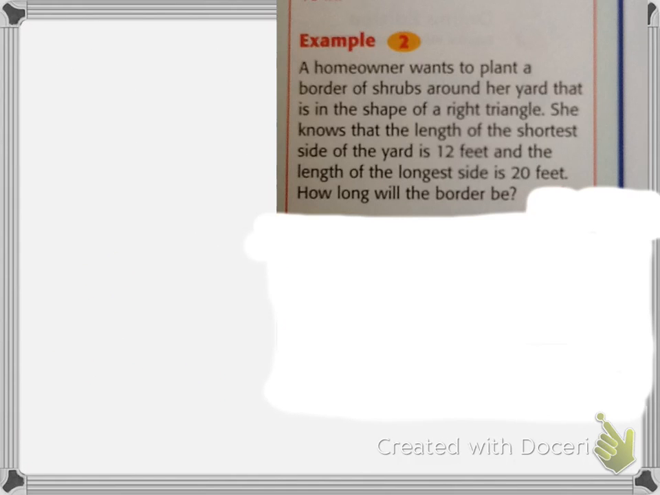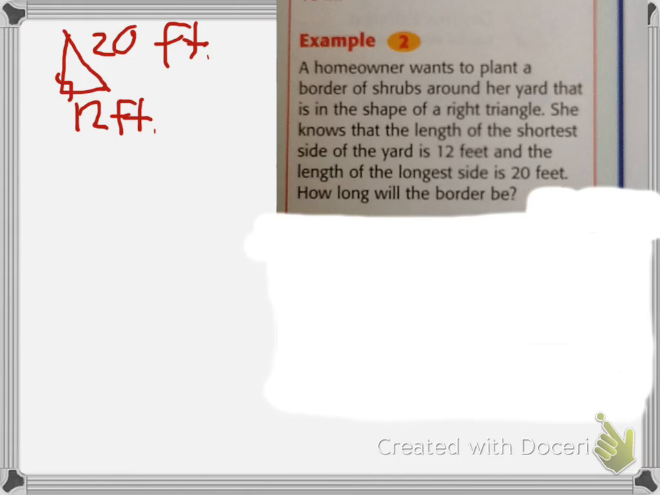All right, let's try example 2. A homeowner wants to plant a border of shrubs around her yard that is in the shape of a right triangle. Okay, let's start there again. She knows that the length of the shortest side of the yard is 12 feet. And the length of the longest side is 20. Longest side, that would be our hypotenuse, so this side is 20. How long will the border be?